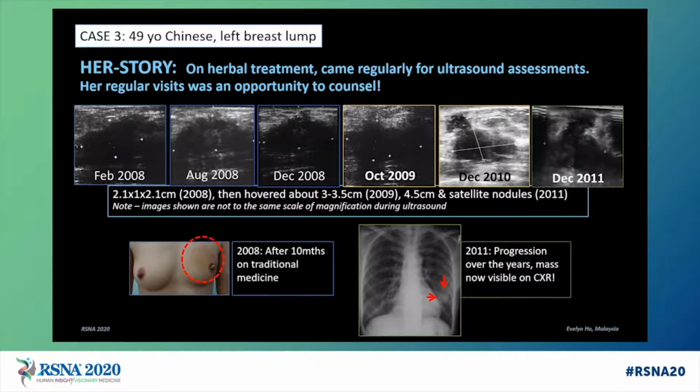We do not turn away patients even if they have rejected standard of care because it provides us with an opportunity to counsel and hear them out. In some cases, we do manage to change a patient's mind. You see a chest x-ray from 2011 when the patient finally considered surgery. The breast mass by then was very visible on the pre-op chest x-ray. The photo on the left from 2008 shows discoloration of the skin from applied herbs.